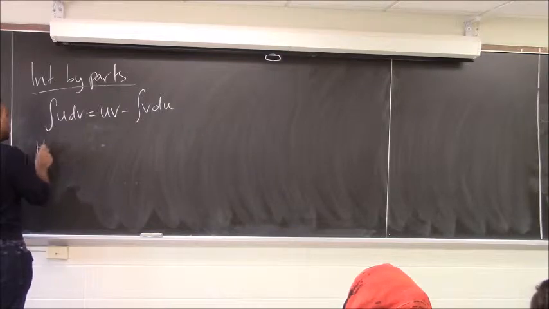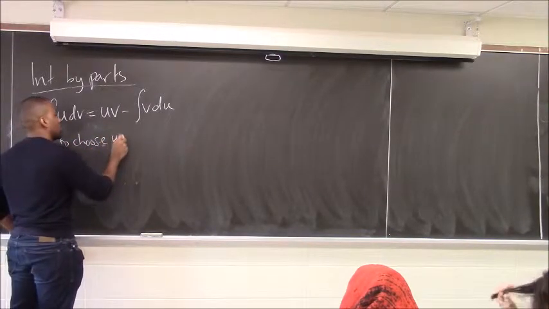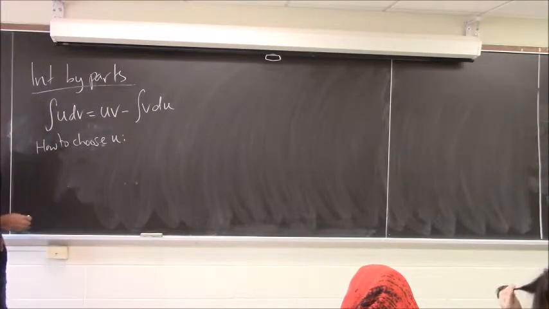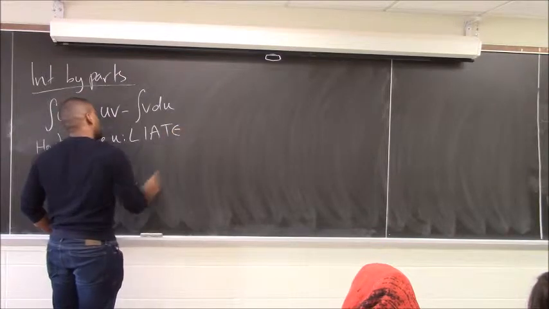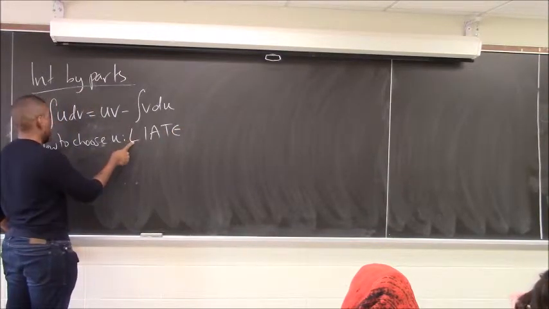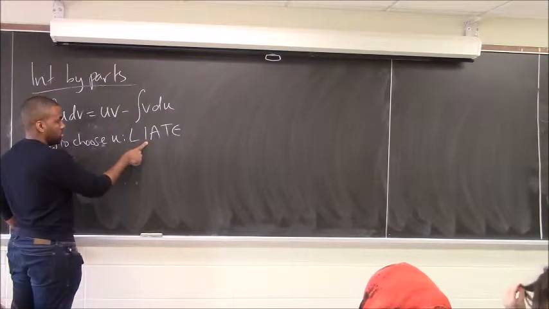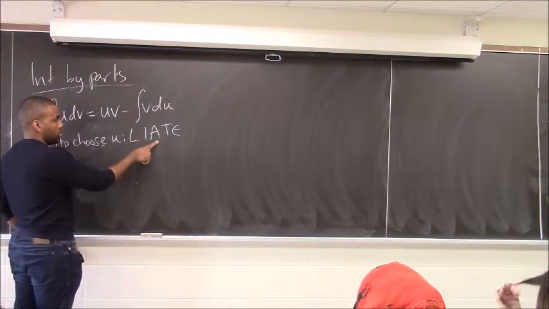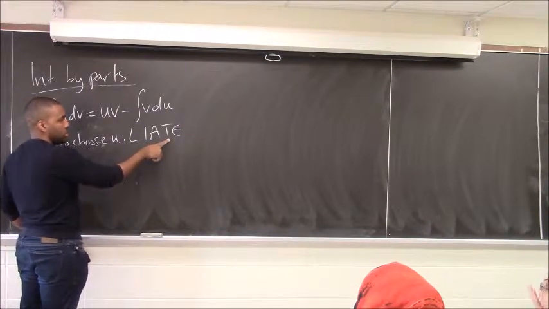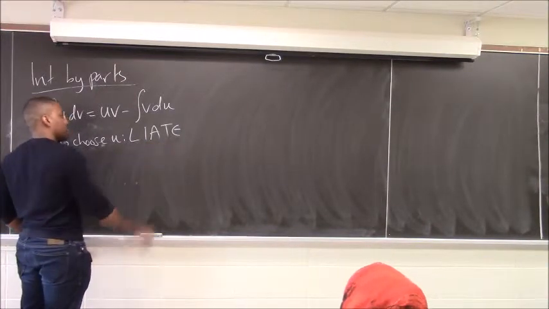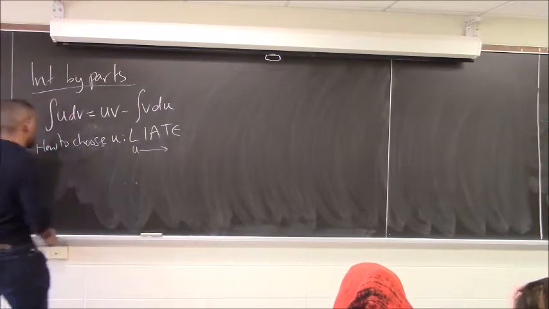And how do you choose your u? And what do these stand for? The L, and Algebraic, right? Which basically means polynomials, trig, and exponentials. You choose u in this order, right? So u is chosen in that order.